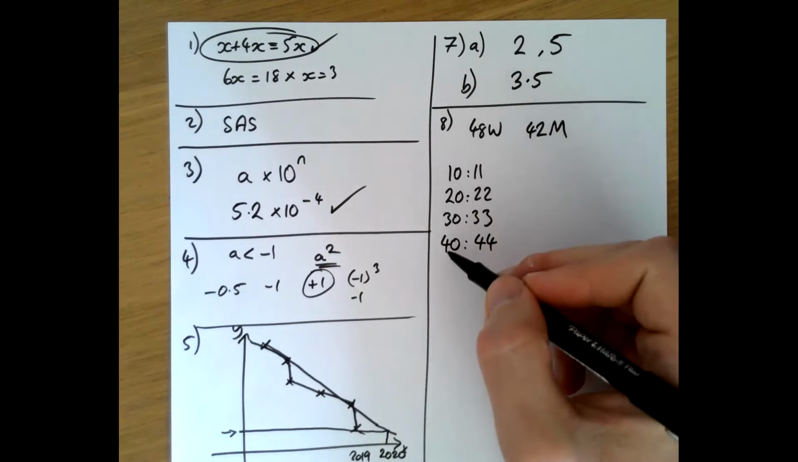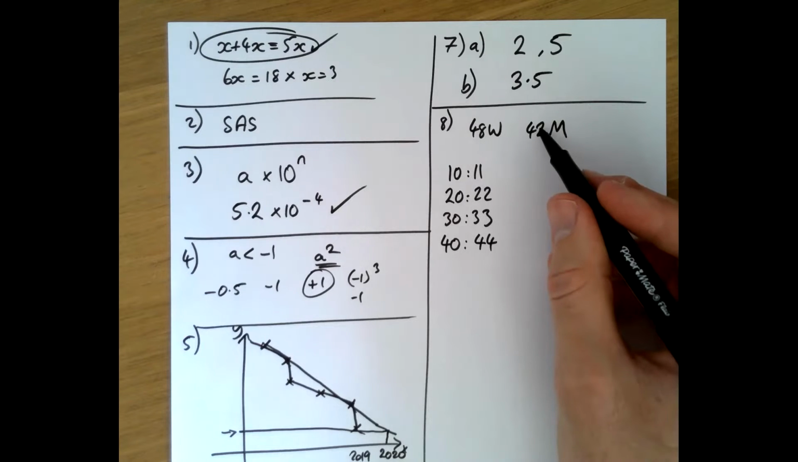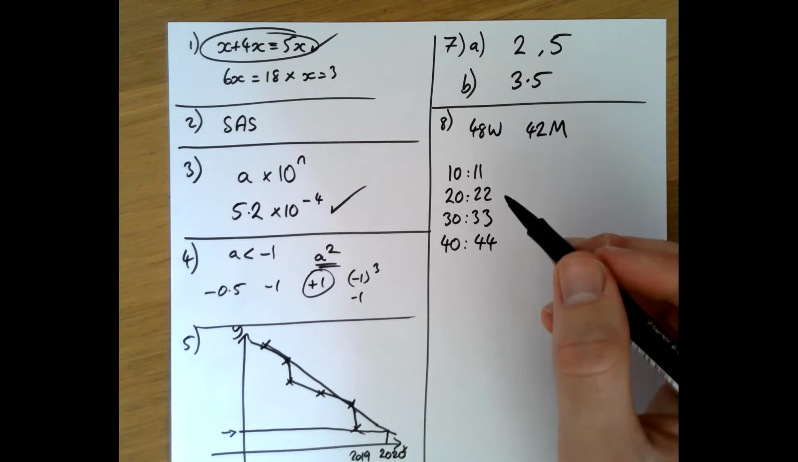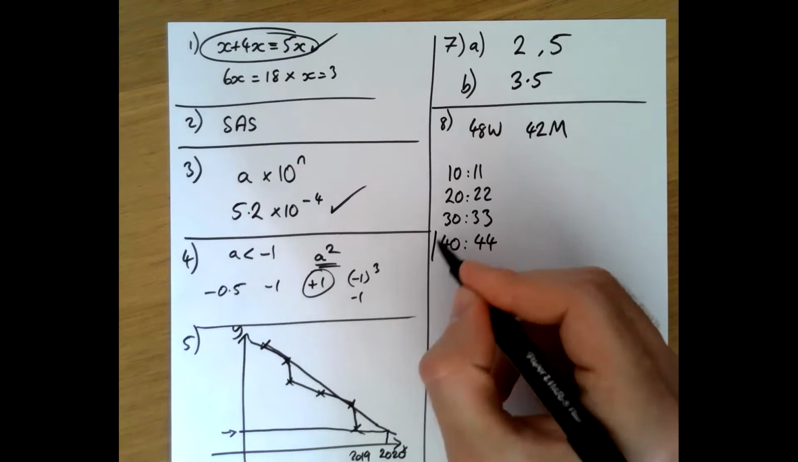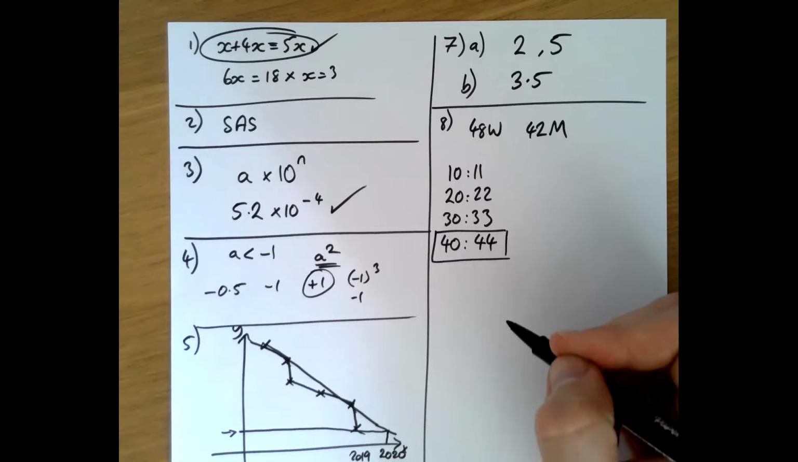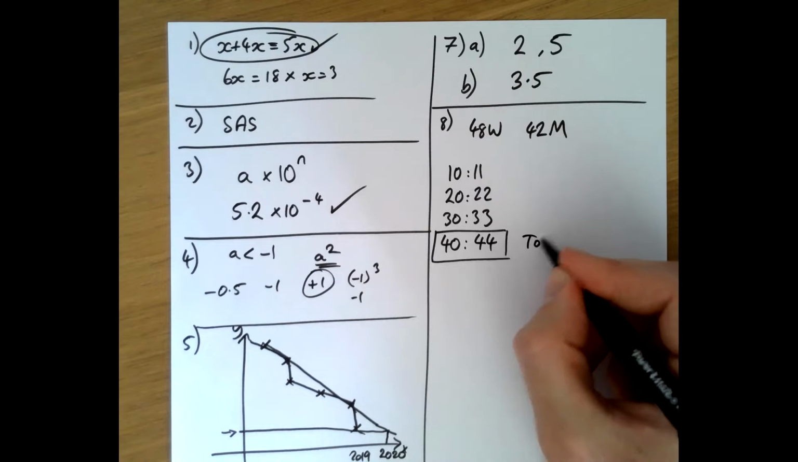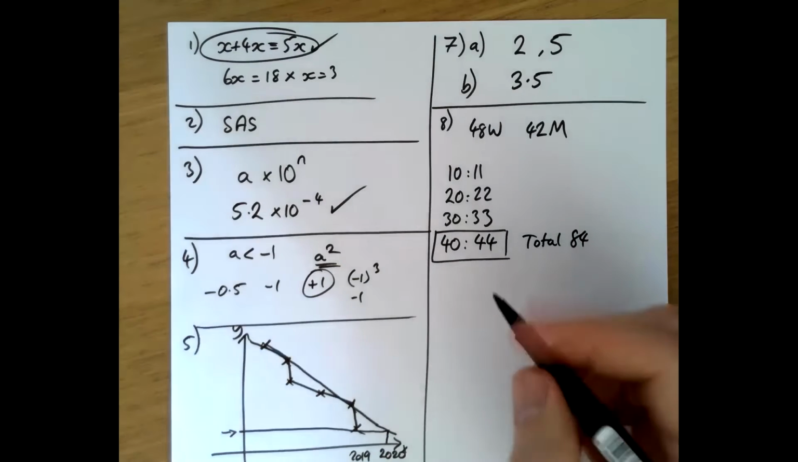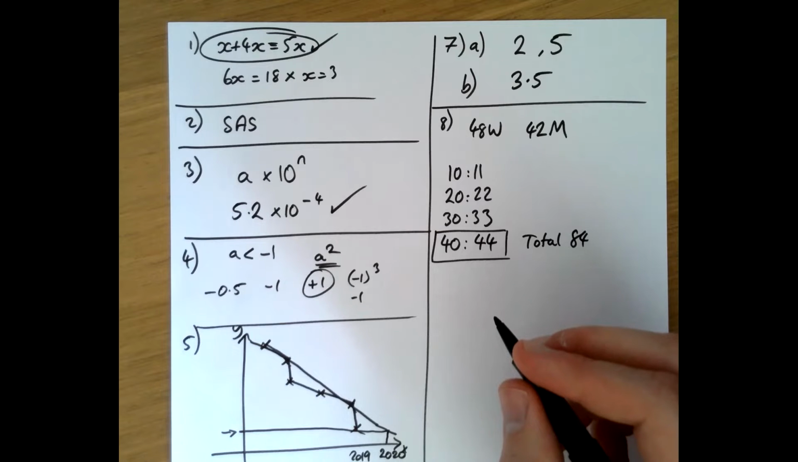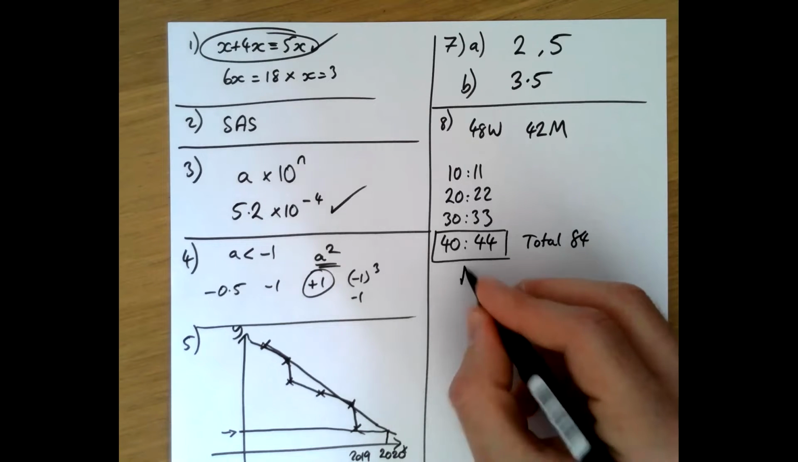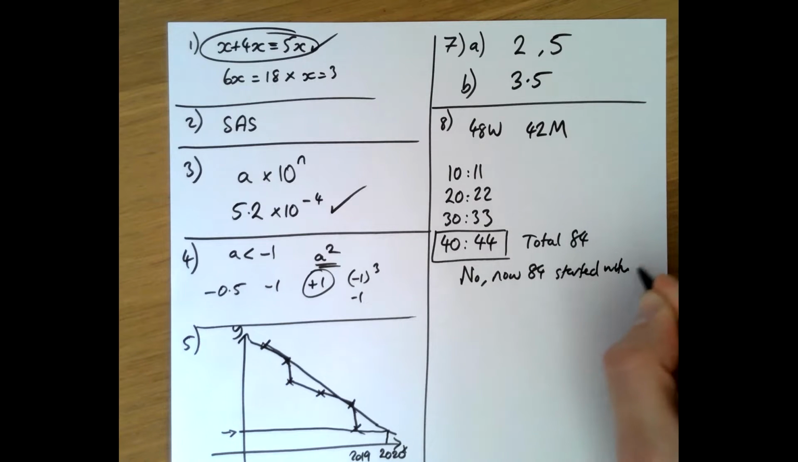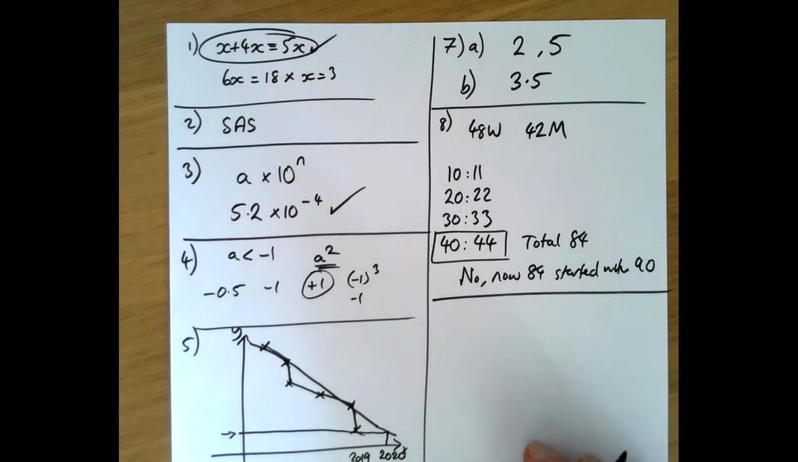48 to 40, the women has gone down. 42 men to 44 men has gone up, so that could work. So are there now more than 90 people? Well, no. That is our ratio now. We've now got a total of 84 people, but we started with 90 people. So let's just double check we've got the question correct. Are there now more than 90 people at the party? No. Now 84, started with 90. Okay, you don't need to start writing essays, just get to the point and write the fact.